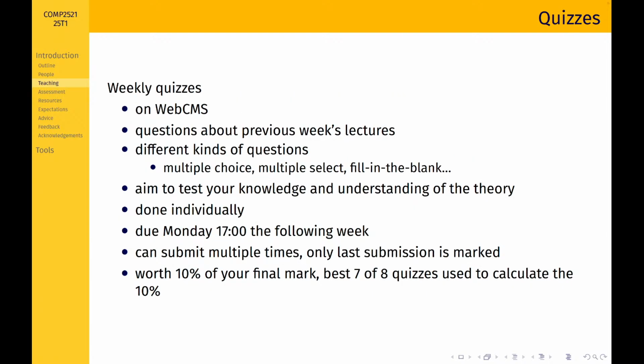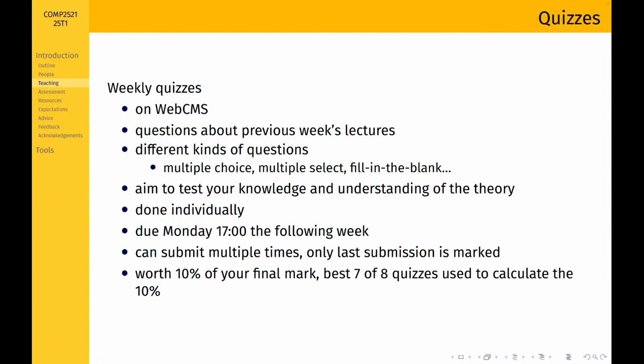Okay, we also have quizzes. We have weekly quizzes on WebCMS, and they will test you on your knowledge of the previous week's lectures, and knowledge, but also understanding. These should also be done individually, and they're also due Monday, 5 p.m. the following week.